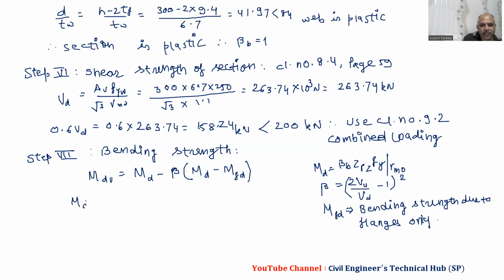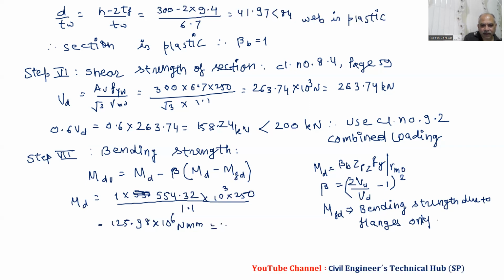So now first we will find Md. So we have beta B 1, ZPZ 554.32 into 10 raised to 3 into 250 upon Fy gamma m0 1.1, and we will get the value of Md 125.98 into 10 raised to 6 Newton millimeter, 125.98 kilonewton meter.